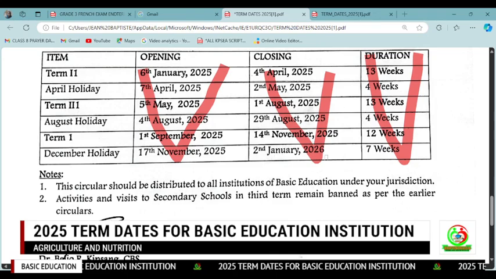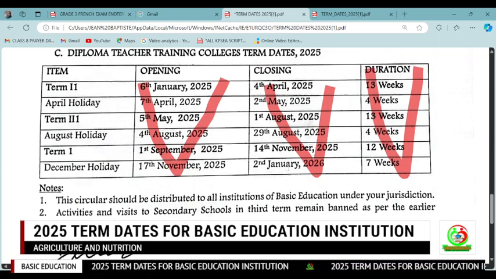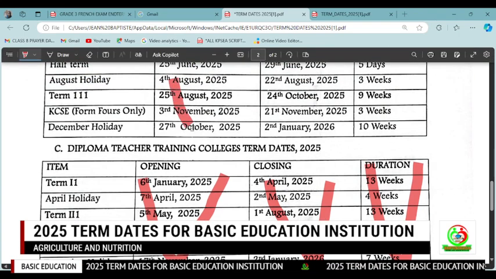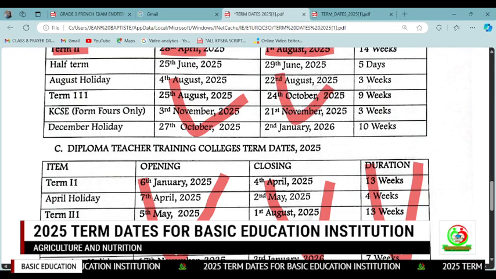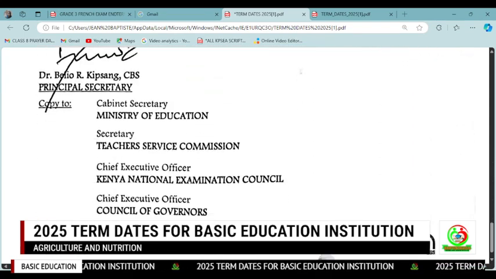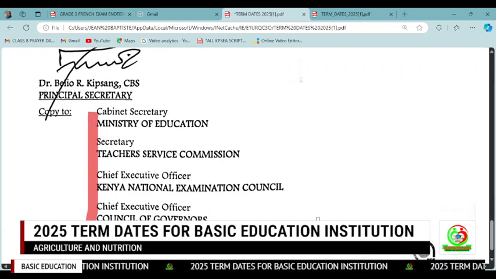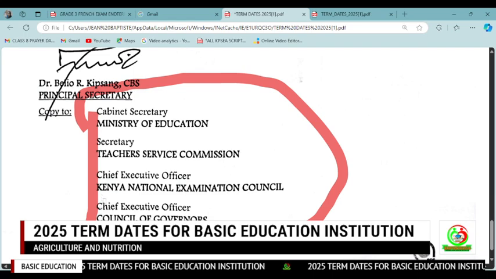This circular should be distributed to all institutions of basic education under your jurisdiction. So they are told, the chief, the person in charge of education, to circulate this circular so that everybody can see it. I decided to make this content so that you can get first-hand information. You can see they have copied it to all these people, including the Kenya National Examination Council, the Chief Executive of the Council of Governors, and so on. All these are the people who received this.